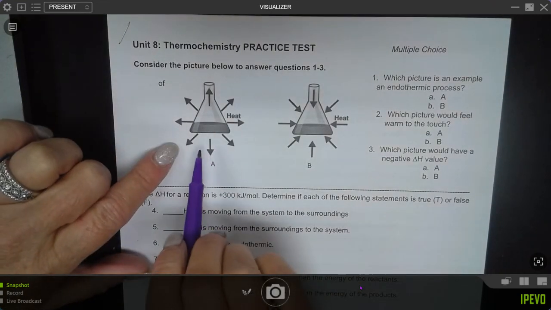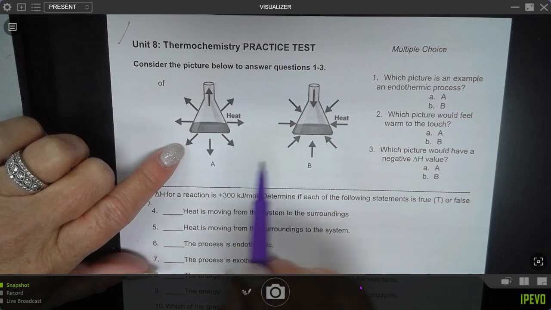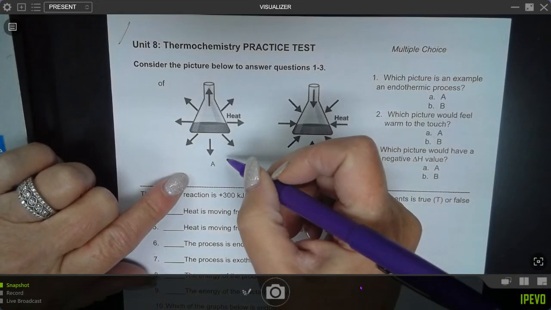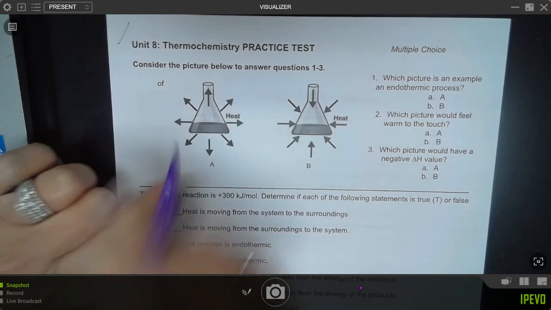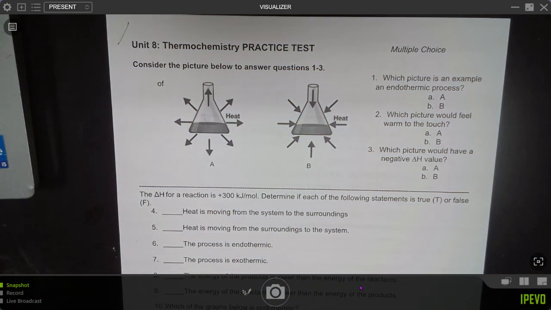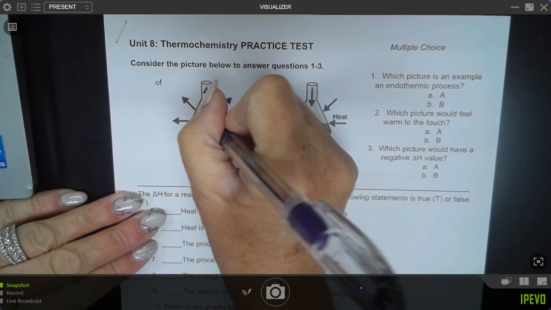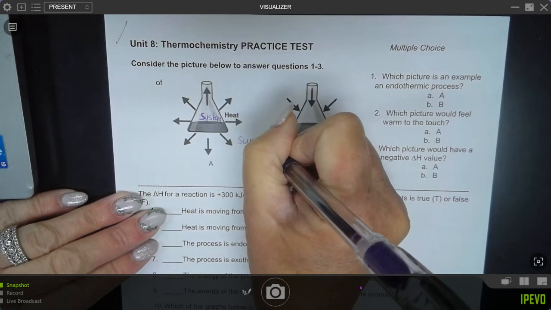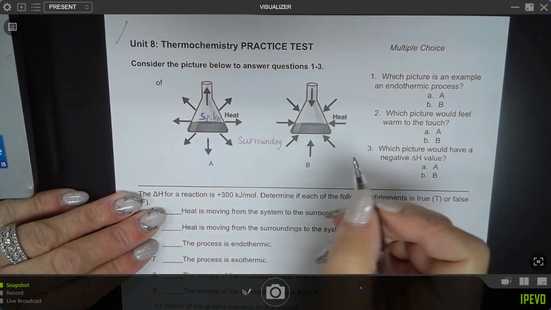So the first thing I want to look at are these two pictures, okay? Because these two pictures tell us a lot. Picture A has heat going from the system to the surroundings. Okay, so heat is exiting the system.